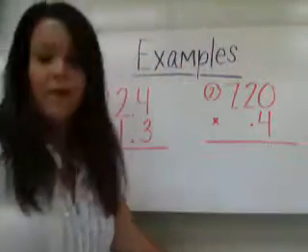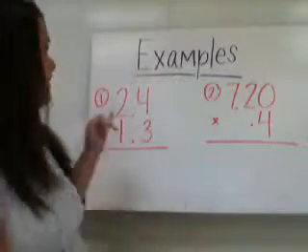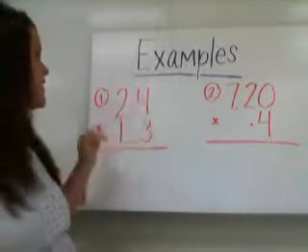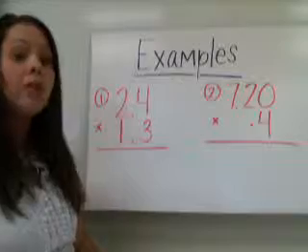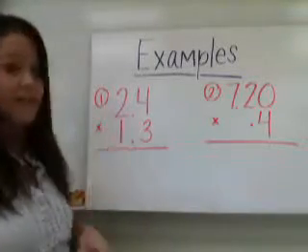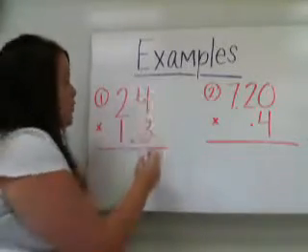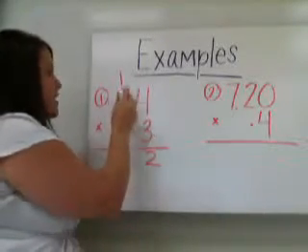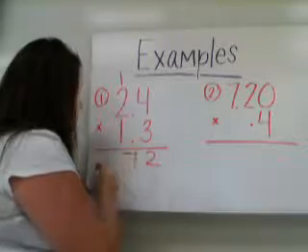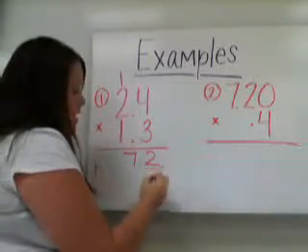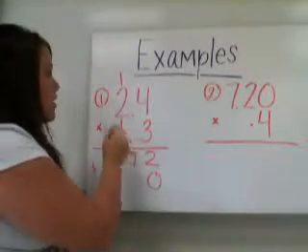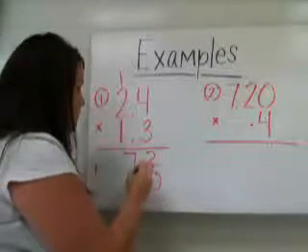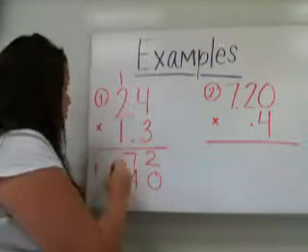Let's look at some examples of how we're going to do this. This first number is 2 4/10 times 1 3/10, but we're going to look at it as 24 times 13. 3 times 4 is 12. 3 times 2 is 6, plus the 1 is 7. Going to add a 0 for our placeholder. 1 times 4 is 4, and 1 times 2 is 2.